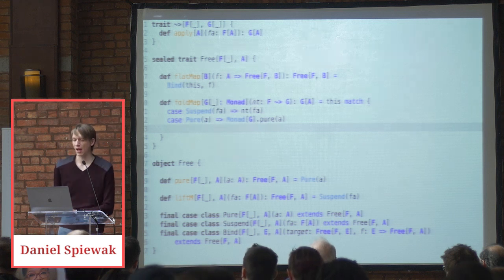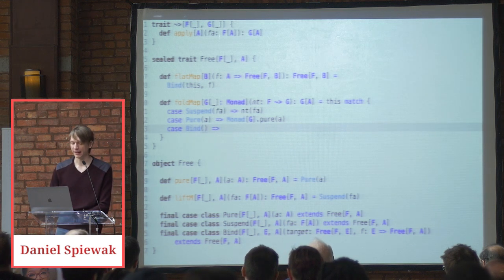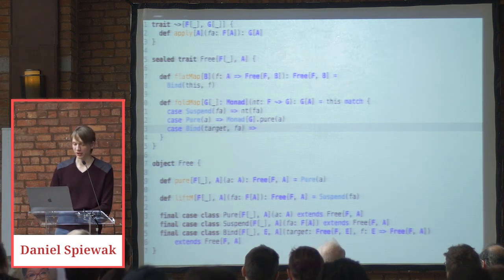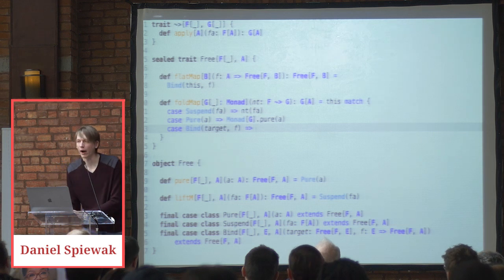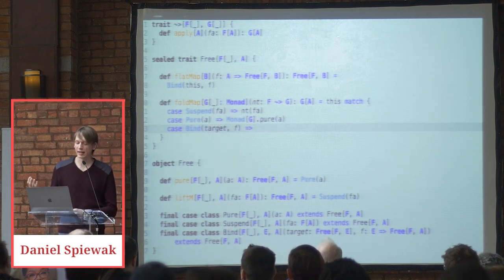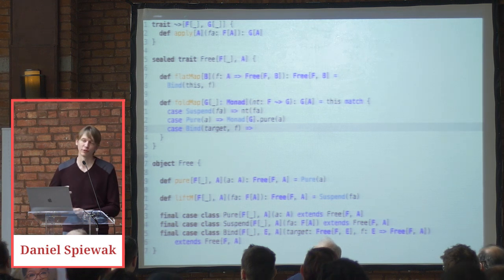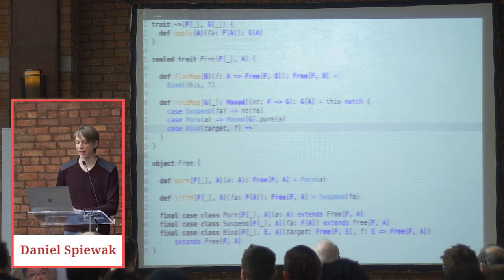Cool. All right, so thus far we haven't done anything complicated. All right, so bind, okay? Bind maybe seems like it might be hard. So we've got a bind that goes onto a target, and it has an F. So how are we actually going to do this, right? So remember, target is a free of F of E, and F is a function from E to free of F of A.